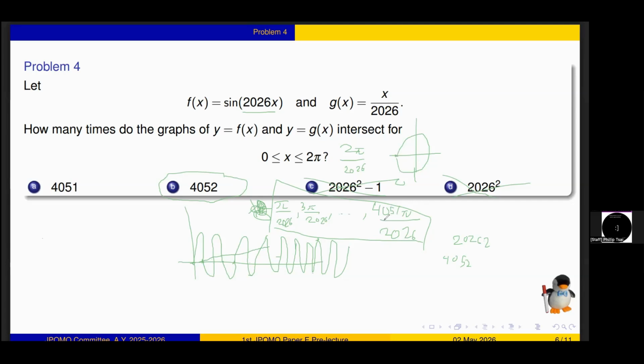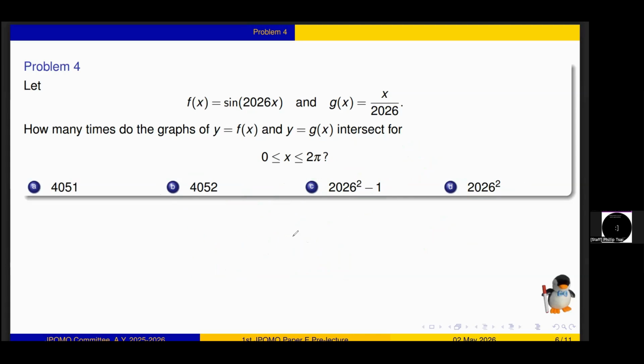Basically, from 4051 pi over 2026, which is the last indicator point we make use of, to 2 pi, it went around like this. So it never went above zero. That means it couldn't have possibly touched another point from x over 2026. Either way, I'm going to proceed to the next problem because I think we're running out of time.